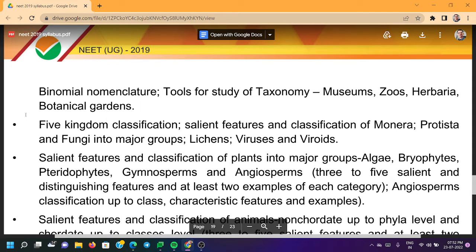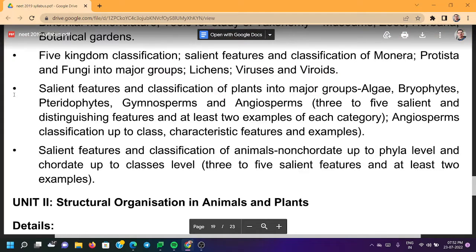Five kingdom classification, salient features and classification of Monera, Protista, and fungi into major groups, lichens, viruses, and viroids. Salient features and classification of plants in major groups: algae, thallophyta, bryophytes, pteridophytes, gymnosperms, and angiosperms. 3 to 5 salient and distinguishing features and at least 2 examples of each category.